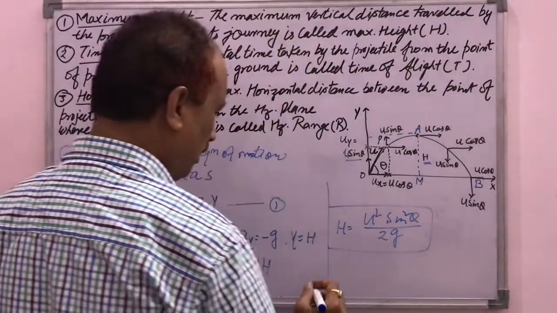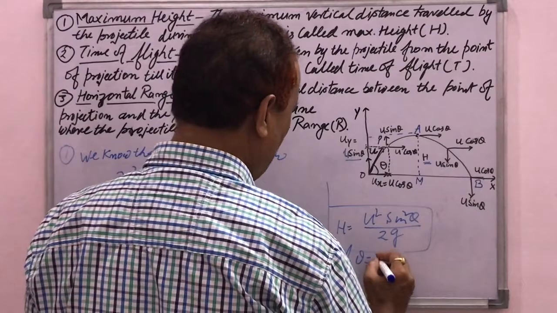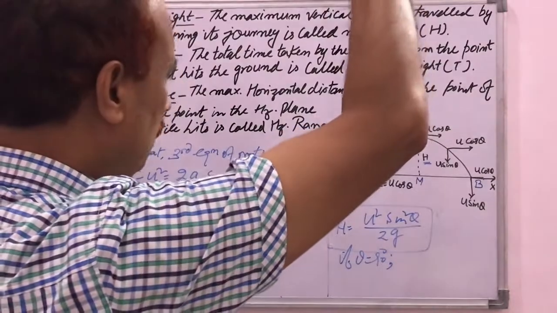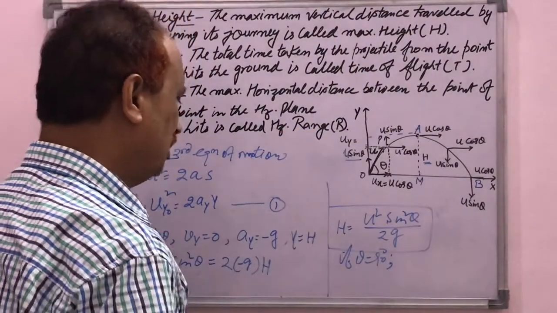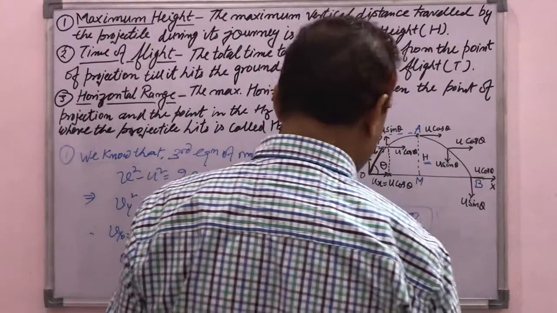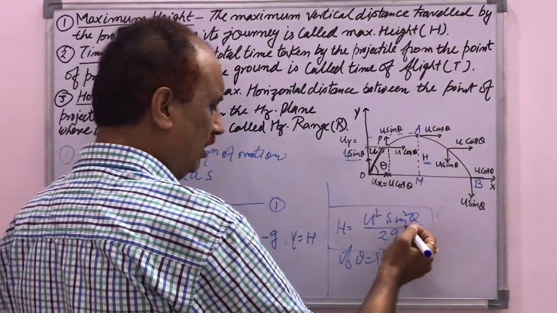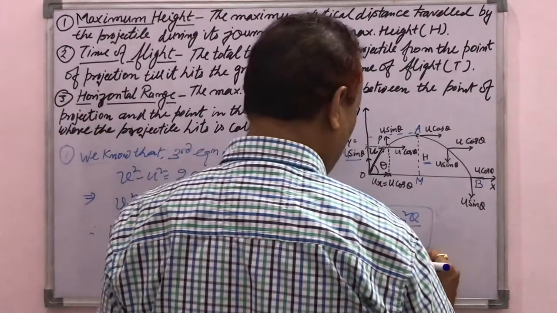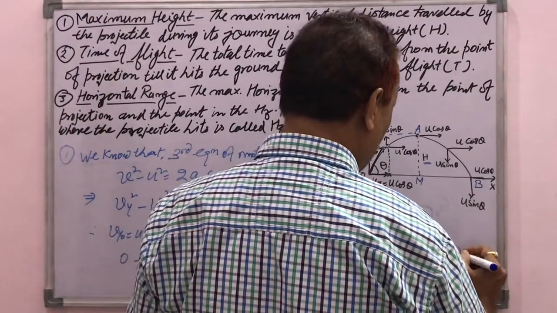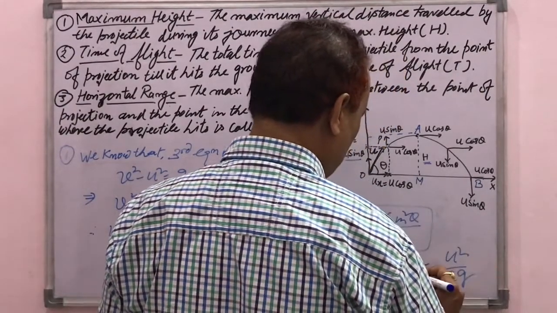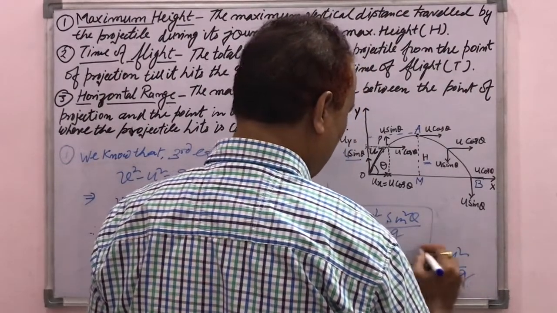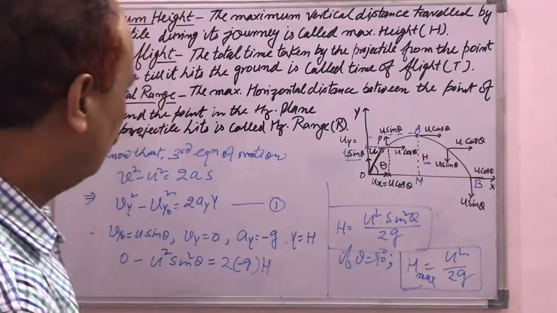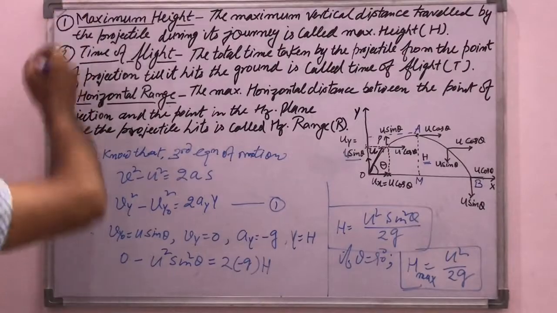But if we put the condition theta equal to 90 degree, it means the projectile is thrown perpendicular from the point of projection in the upward direction, making an angle of 90 degree with the x-axis. So when you put theta equal to 90, sine 90 equals 1, and its square is 1. So we will get H equal to u square upon 2g. So this is called H maximum, when theta equal to 90 degree. So this is the first expression, for the maximum height.